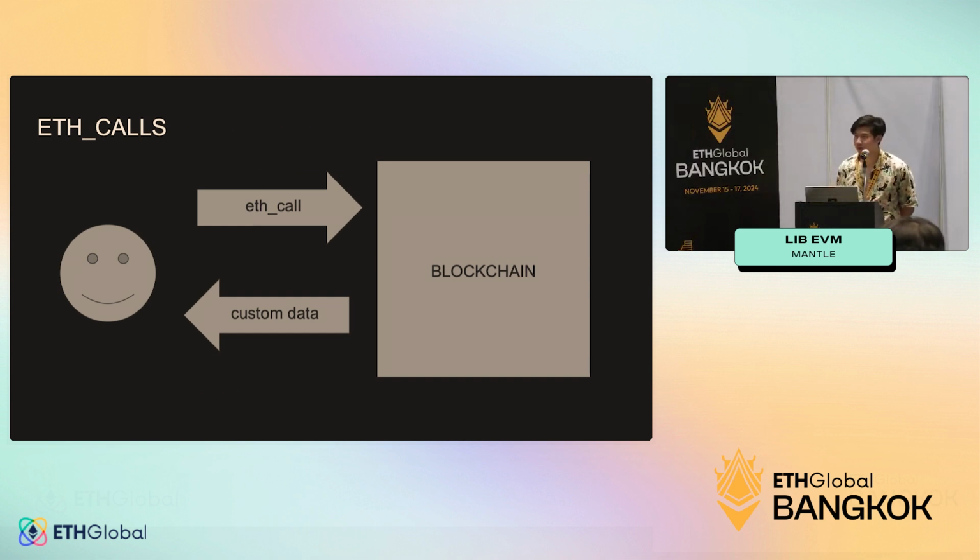And for those of you who are not familiar with ETH call, how it works behind the scenes is that you can query custom data back. So if you go to uniswap.org or any other exchange and you put in 1 ETH to USDC, generally what happens is that it would perform an ETH call to the blockchain to query how much USDC you might get out. And that's the whole point of ETH call, to query data from the blockchain.